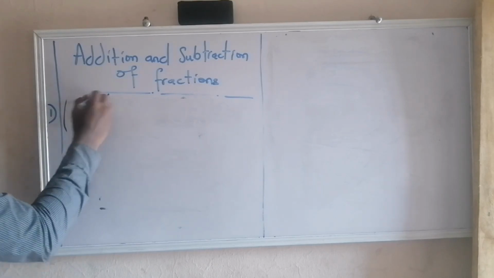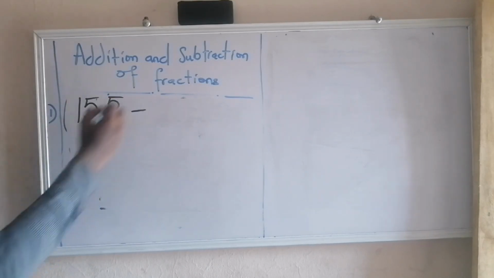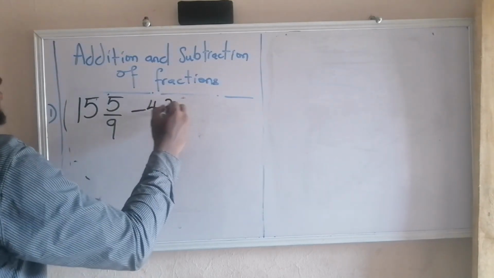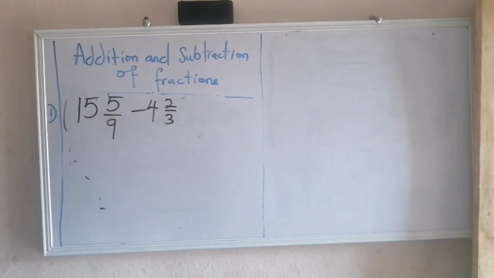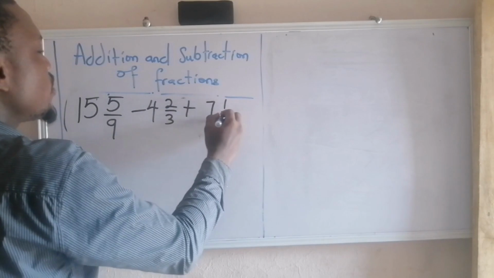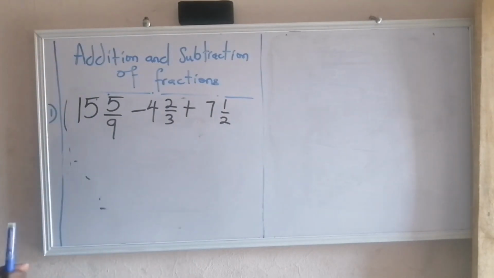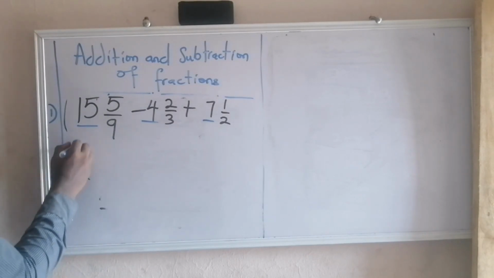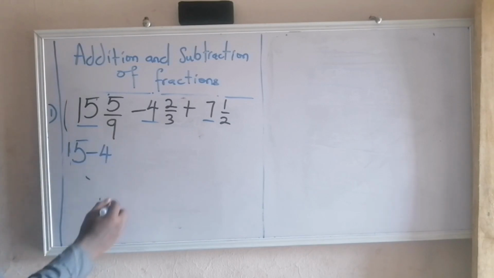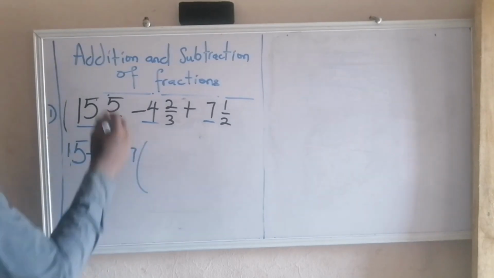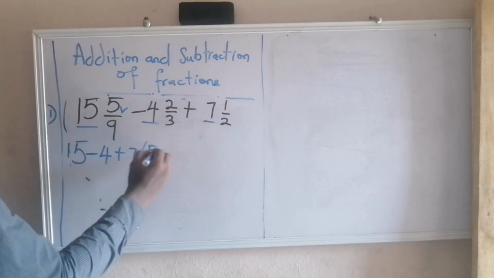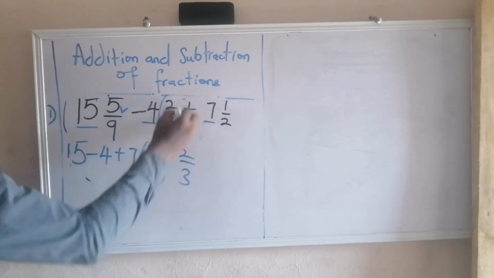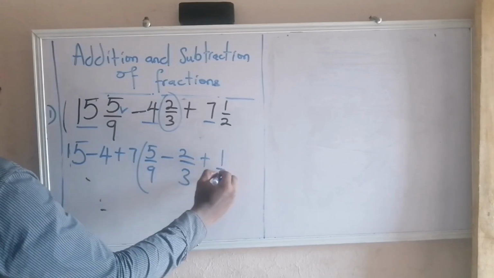15 whole number 5 over 9, minus 4 whole number 2 over 3, plus 7 whole number 1 over 2. How will you solve it? You can use any of the methods. Using the first method, you write out the whole numbers, but be careful with the sign. This will be 15 minus 4 plus 7. Then inside the bracket, the fraction part is 5 over 9, minus 2 over 3, plus 1 over 2.